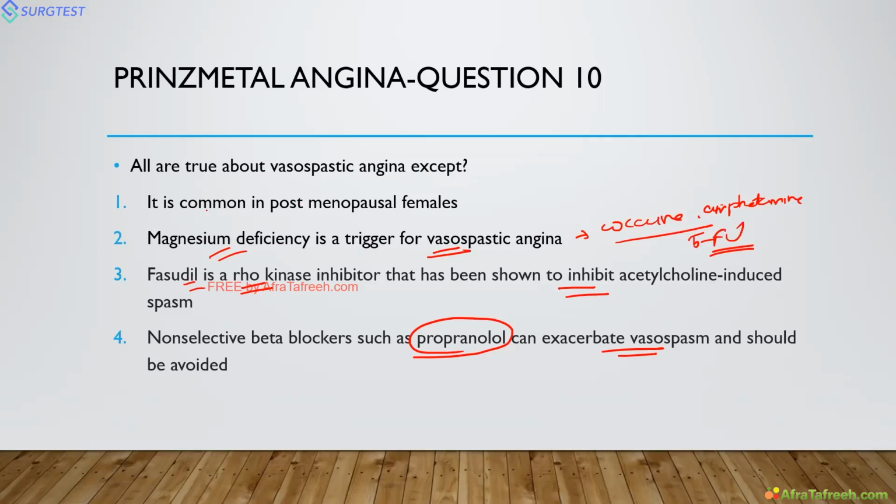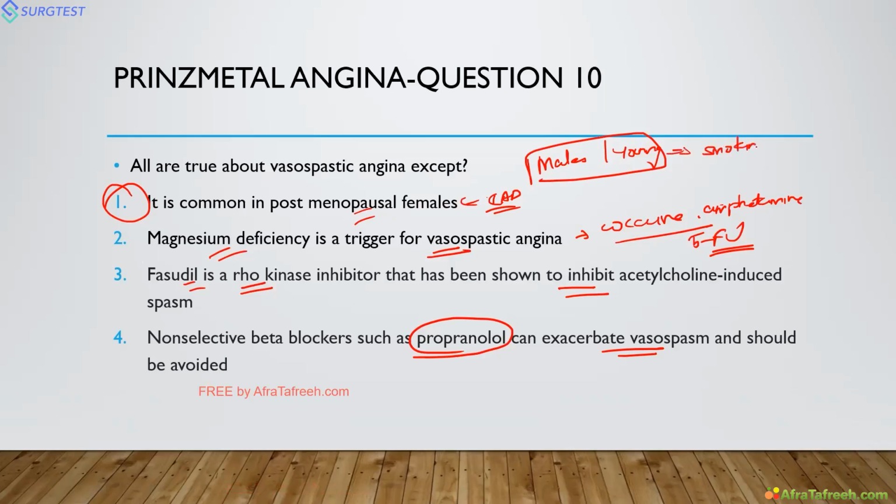So the first option says it is common in postmenopausal females. No, this is the false option. It is common in males first, and second, it is common in the young population. It doesn't apply to postmenopausal females, who are at risk for ischemic heart disease and coronary artery disease. It is common in young males with only one predominant risk factor, smoking. A young patient with only smoking as a risk factor will have a trigger for vasospastic angina. So the answer for this question is option 1.